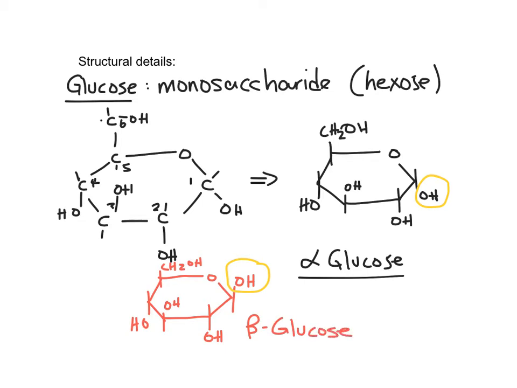Alpha is usually for energy storage. So we look at energy. Usually we're talking an alpha glucose. Beta glucose is often a structural molecule.